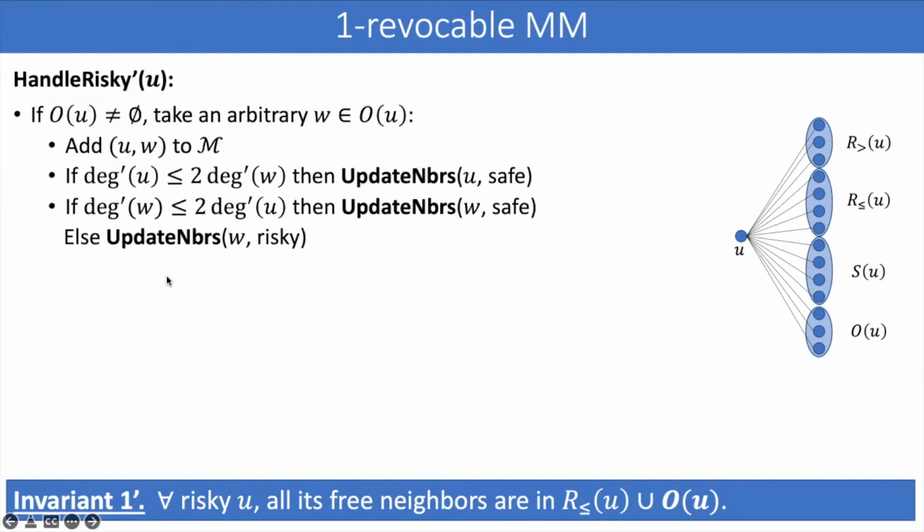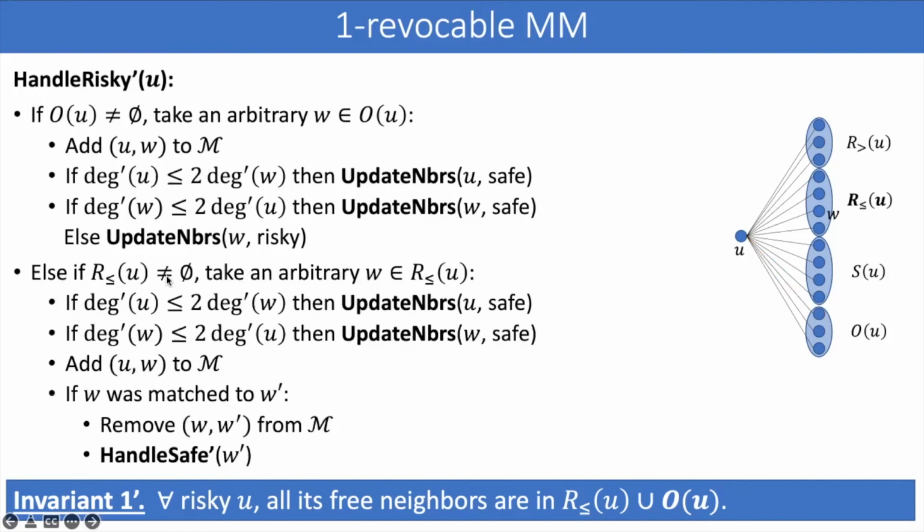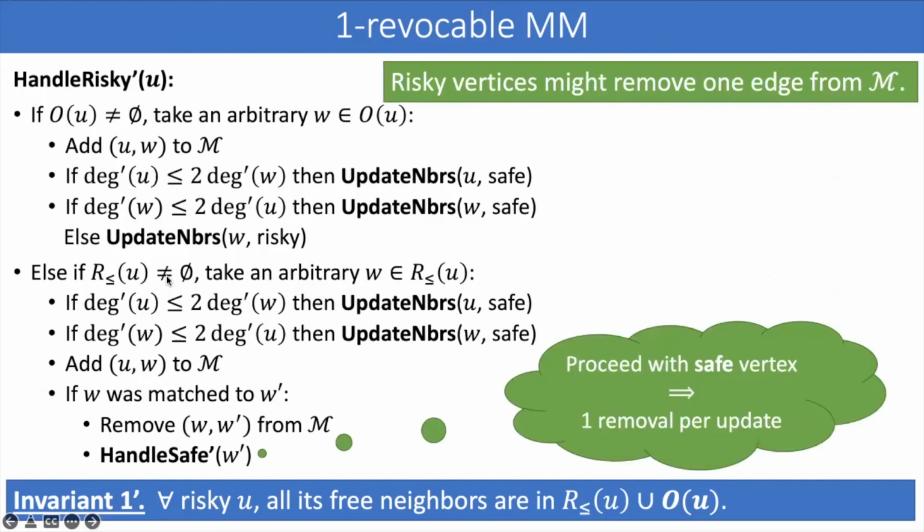To handle a risky vertex, we distinguish two cases. First, if the set of outliers is non-empty, we take an arbitrary vertex from there and match it to U. Here we recall that all the outliers are free. Otherwise, we handle U as in the highly revocable case. This treatment might render some vertex W prime free. We know that this vertex is safe since it was matched to a previously risky vertex. As we have seen, handle safe does not remove edges from M. This allows us to conclude that the algorithm performs at most one removal per update step.